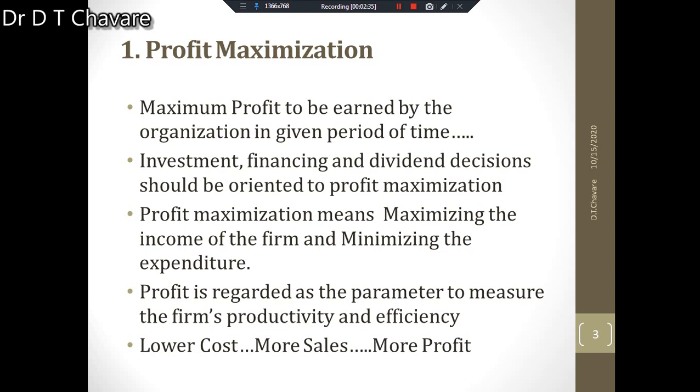Try to understand. Earning a profit is the main objective of any organization. This is the main objective of profit maximization. Such a firm tries to lower its cost and increase its sales. Automatically, if the cost of production is lower, then sales will be more, and if sales are more, your profit will be more. That's why you have to understand this profit maximization principle in detail.